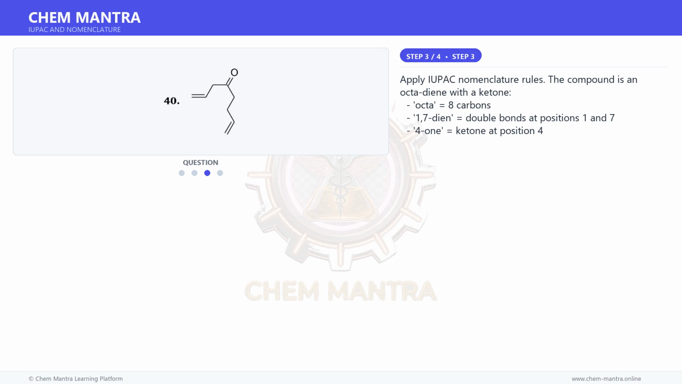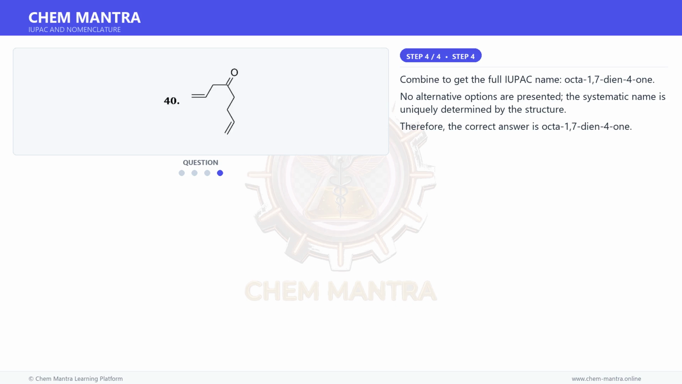Apply IUPAC nomenclature rules. The compound is an octadiene with a ketone. Octa equals 8 carbons. 1,7-diene equals double bonds at positions 1 and 7. 4-one equals ketone at position 4. And for the final step, combine to get the full IUPAC name: octa-1,7-dien-4-one.